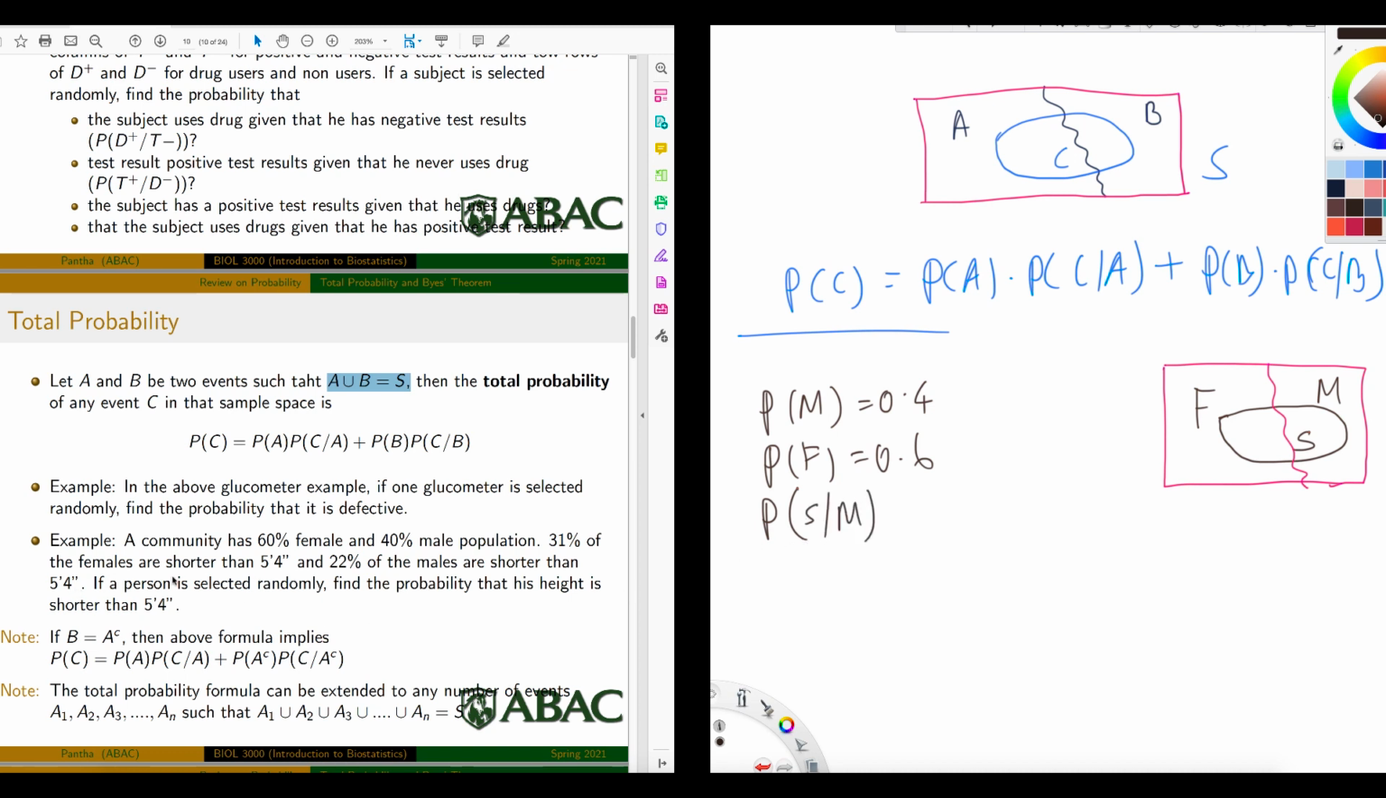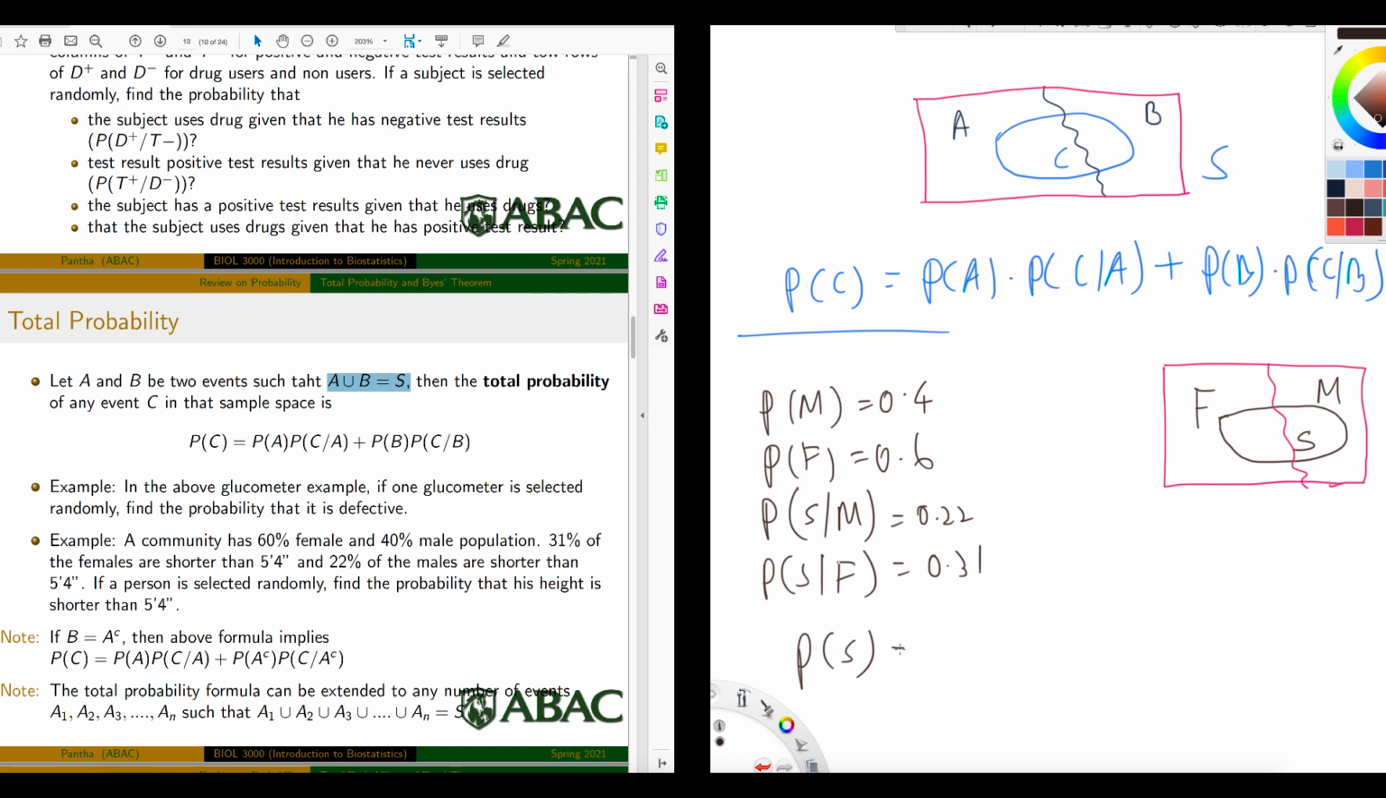It says shorter male is 22%, right? 0.22, meaning the probability of shorter, given that he is a male, is 22%. And the probability of shorter, given that the person is female, is 0.31. So what is the total probability of shorter people? Find the probability that his or her height is shorter than 5 feet 4 inches.